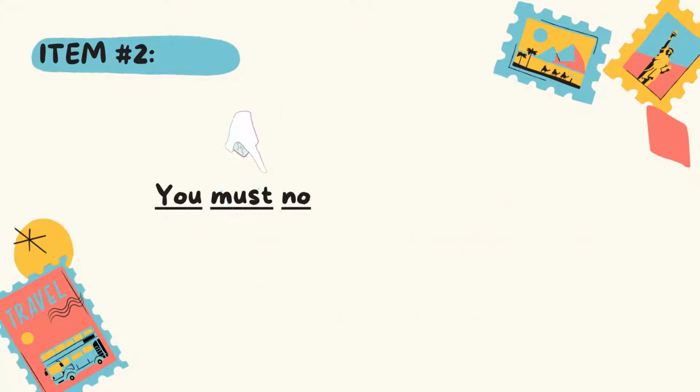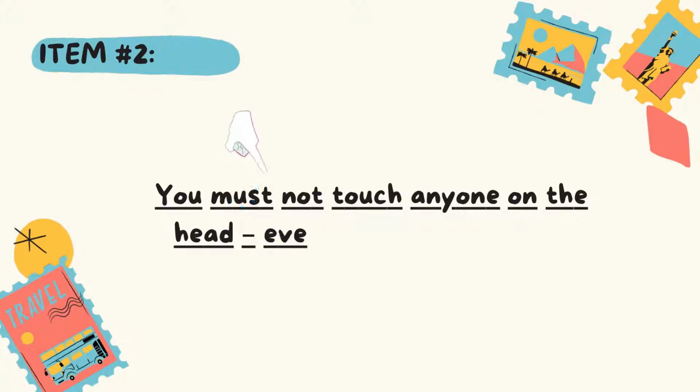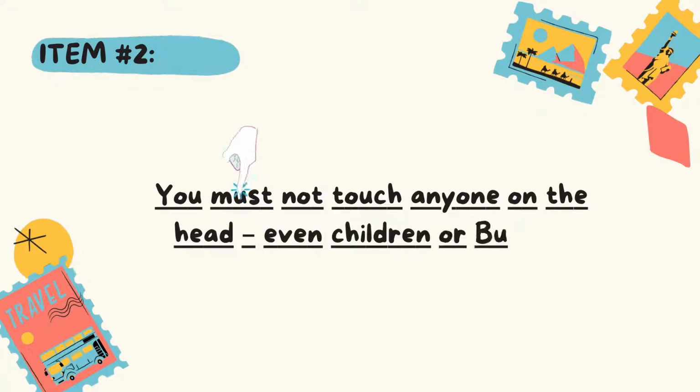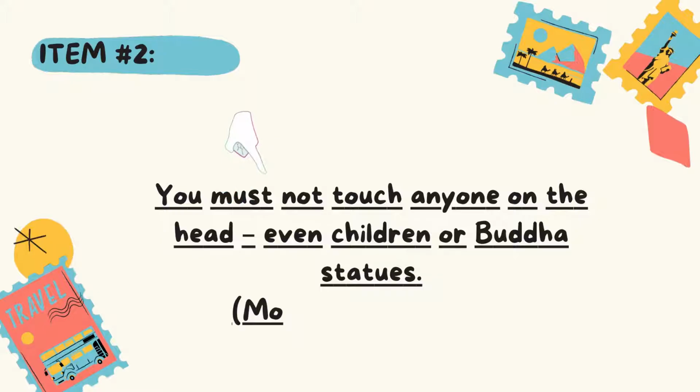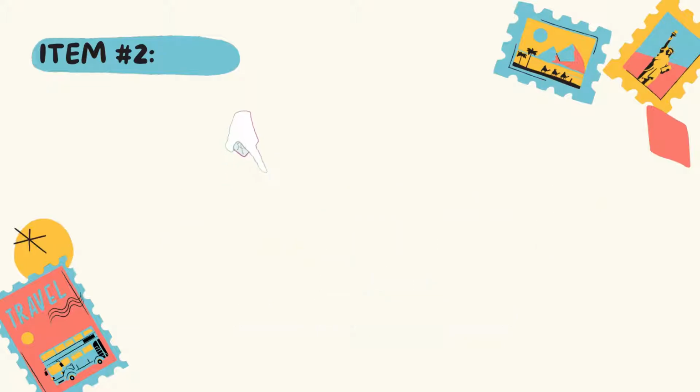Number 2. The sentence that contains a modal is, you must not touch anyone on the head, even children or Buddhist statues. Can you tell me what is the modal used? Correct. It is must not, and it functions as a modal of prohibition.